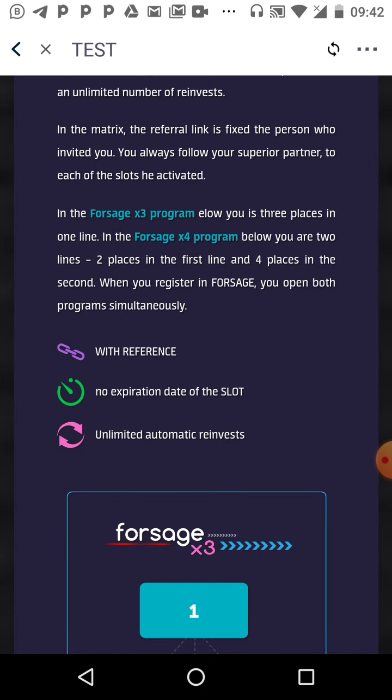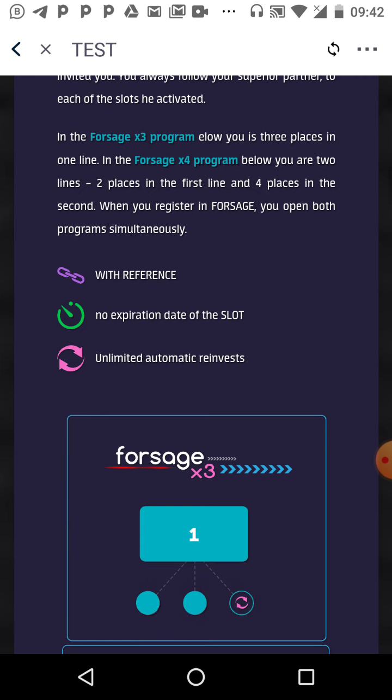In the Forsage X3 program, below you are 3 places in one line. In the Forsage X4 program, below you are 2 lines, and I'm going to walk you through how to go about that below. But let's finish this right up: 2 places in the first line and 4 places in the second line. When you register in Forsage, you open both programs simultaneously with a referrer.